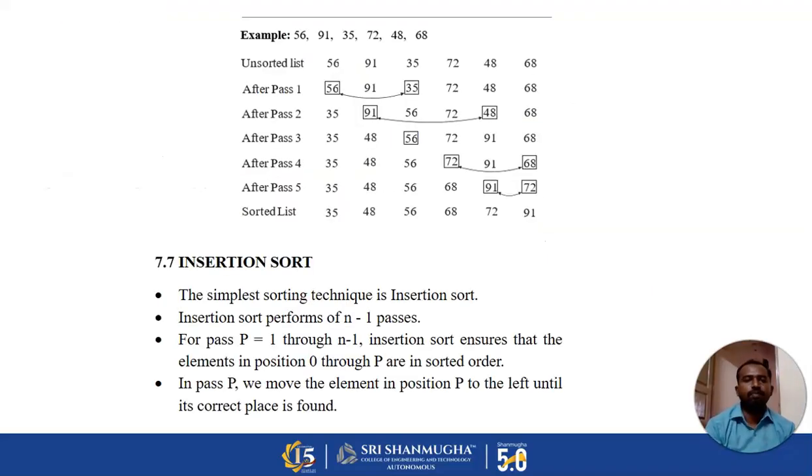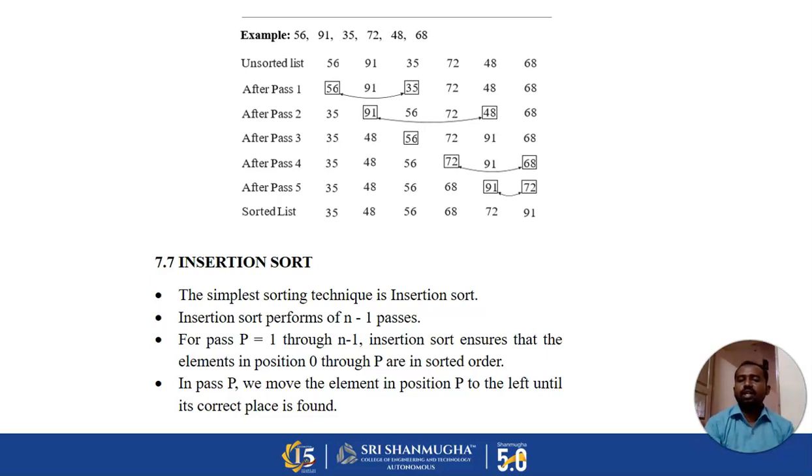This is the example program. First we have the unsorted list. Next we select and sort: 56 and 35, we sort and swap the values. Finally the answer is in ascending order. Next we move over to insertion sort.